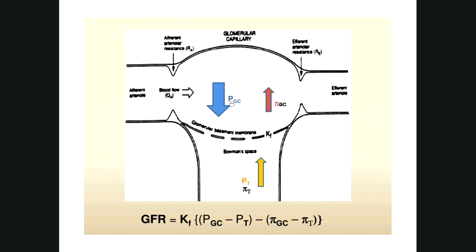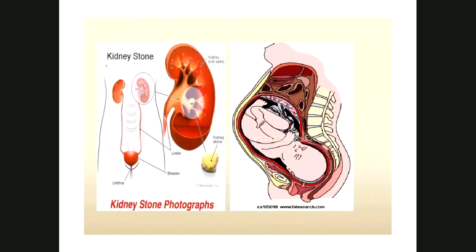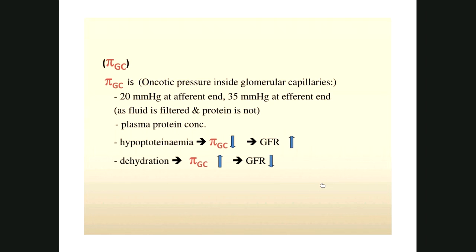So these are the two factors that could change the hydrostatic pressure in the tubules: the gravid uterus and the stones in the renal system. Next we reach the oncotic pressure, which is affected by the plasma proteins. And here, if there is hypoproteinemia, such as in liver disease, this could reduce the oncotic pressure. So there will be less sponge activity in the glomerulus, and this will make GFR more. While in dehydration, the plasma protein concentration will increase, and this will reduce the GFR.